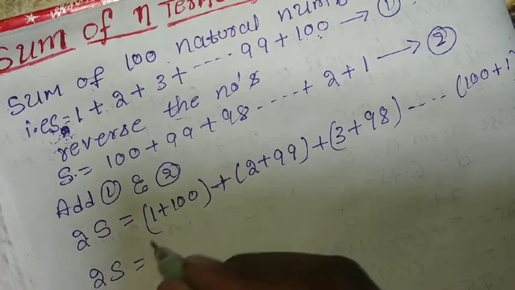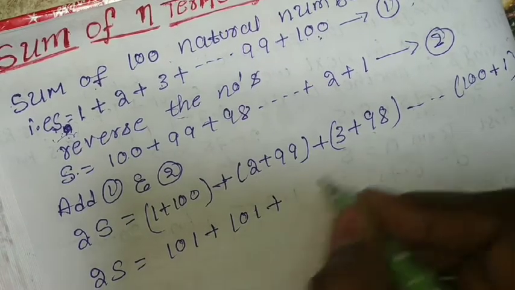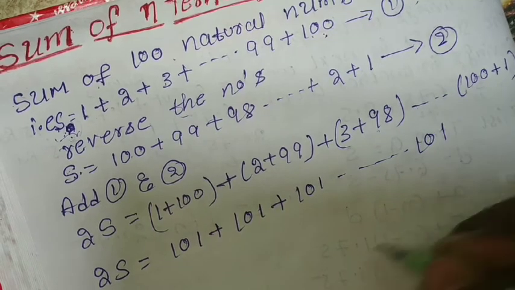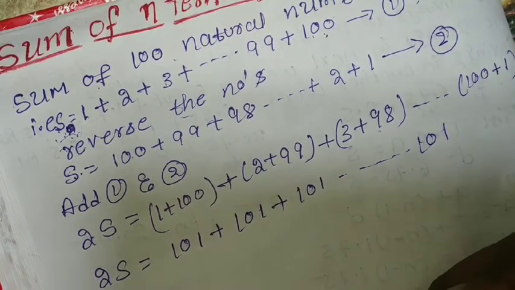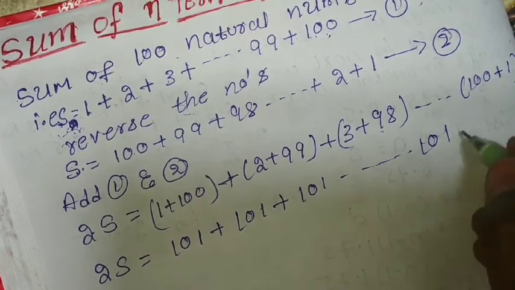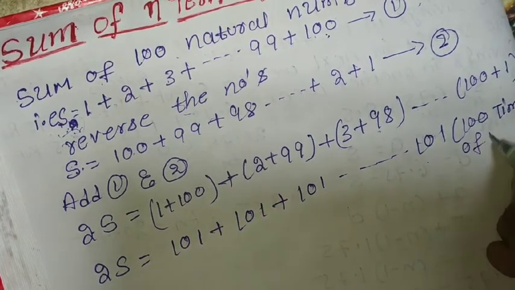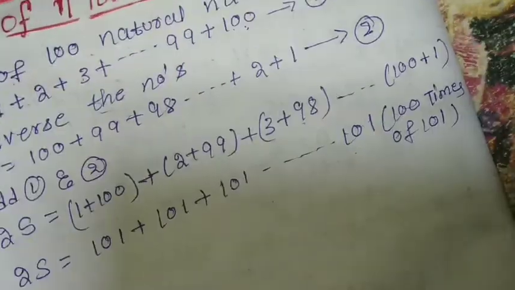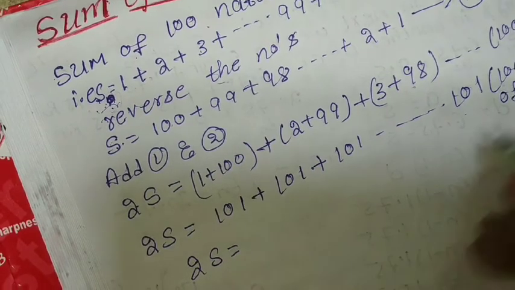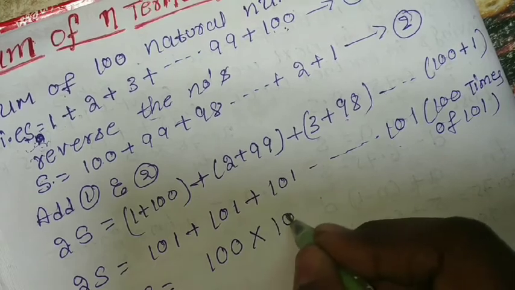2S is equal to 1 plus 100, 101. 2 plus 99, 101. 3 plus 98, 101. And so on, 100 plus 1, we get 101. See how many 101s we have? We have 100 times, 100 times of 101. So how can you write here? 2S is equal to 100 times of 101, that means 100 into 101.